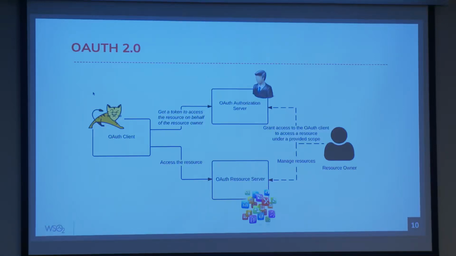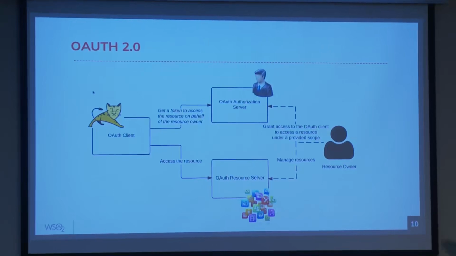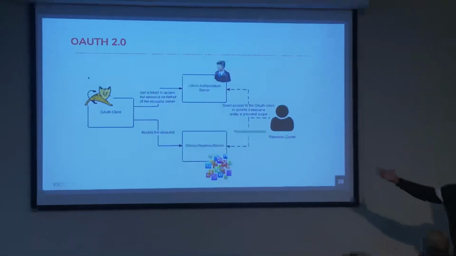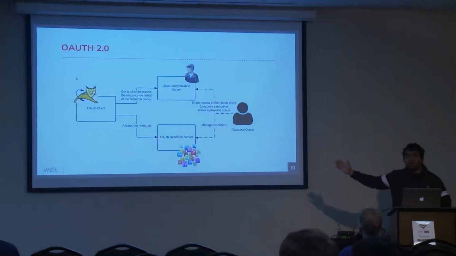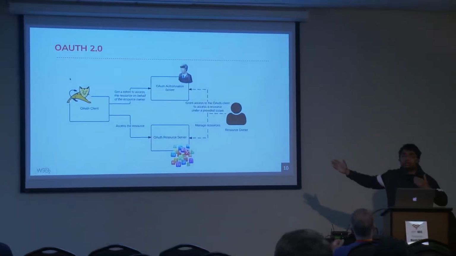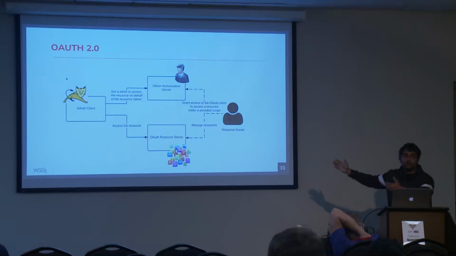So the OAuth client won't get the resource owner's credentials. What it gets is a temporary credential, a temporary token, which is only good enough for a given purpose, right? When I say given purpose, that is defined in OAuth as scope. So let's say we have a microservice called order.